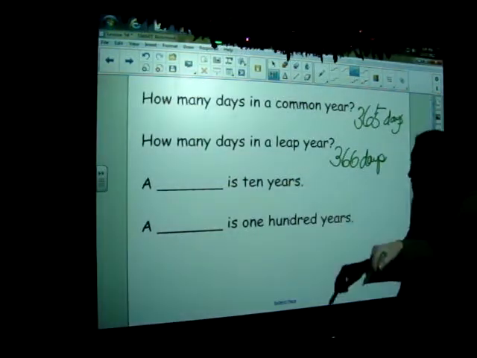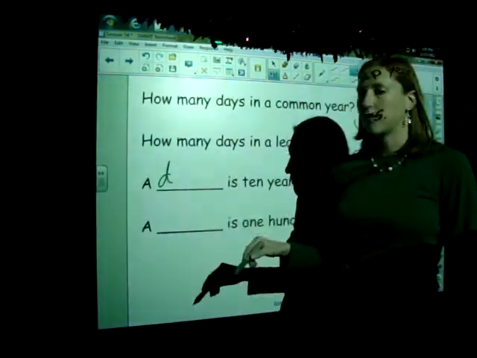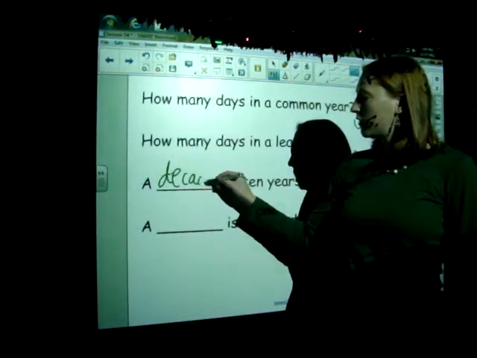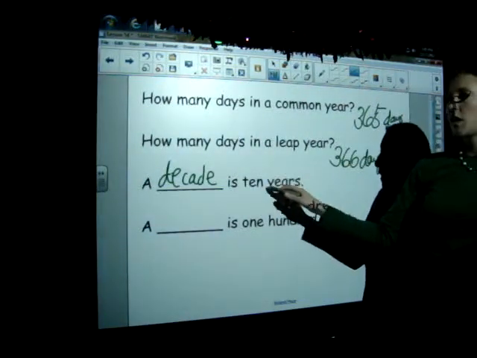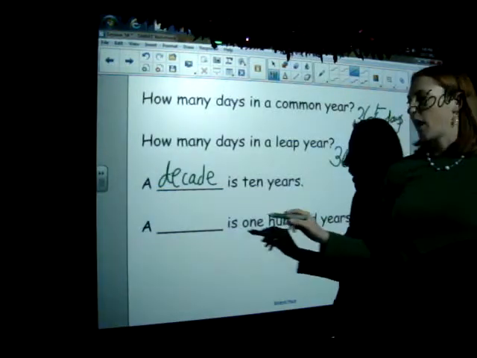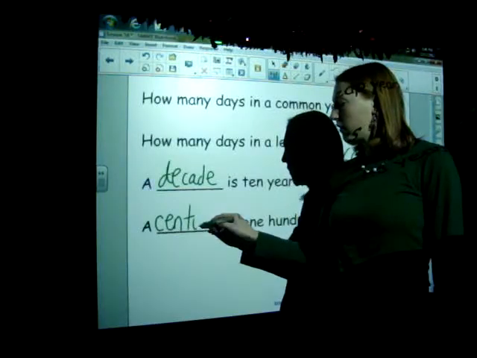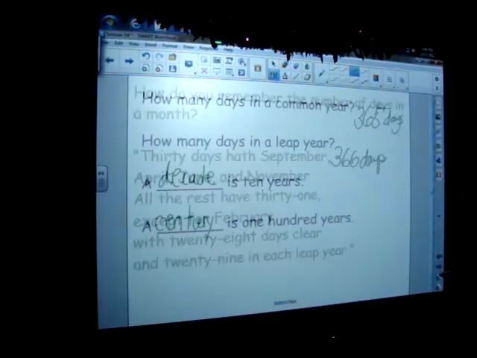Now think about every 10 years. What do we call that every 10 years? Starts with a D. You should have said decade. Think if you had 10 of those. So 10 times 10 is 100. And that would be a century. A century is every 100 years.